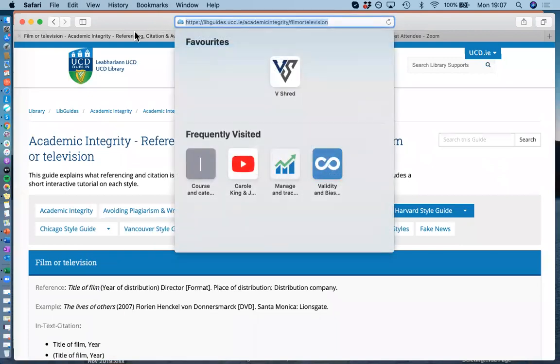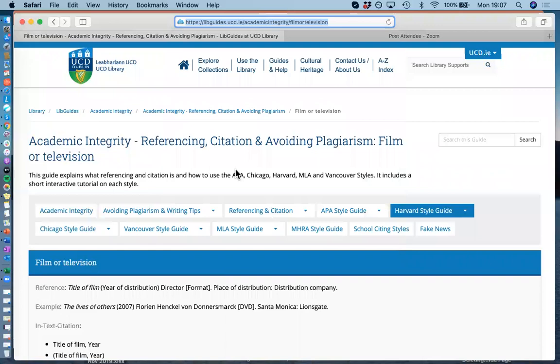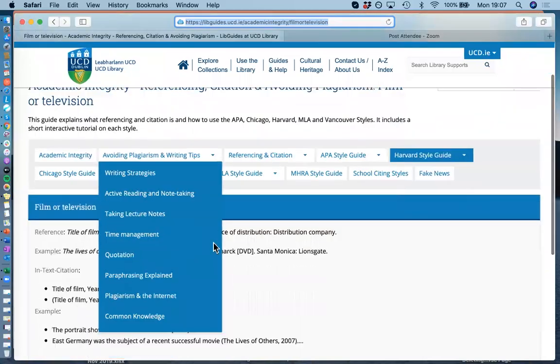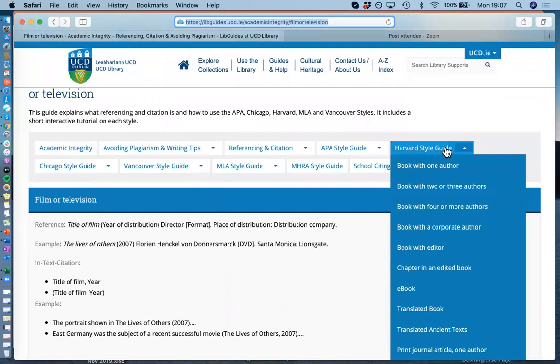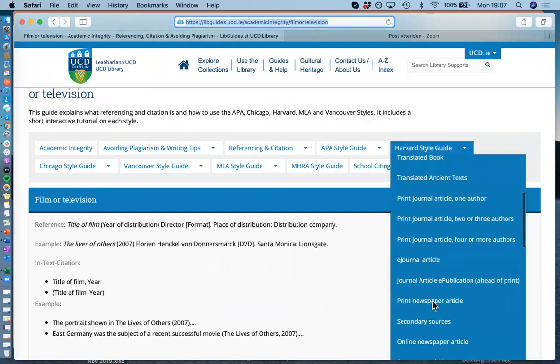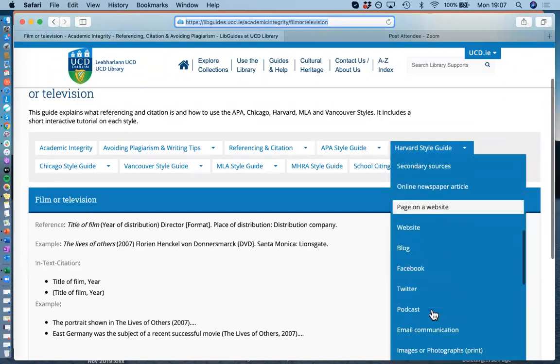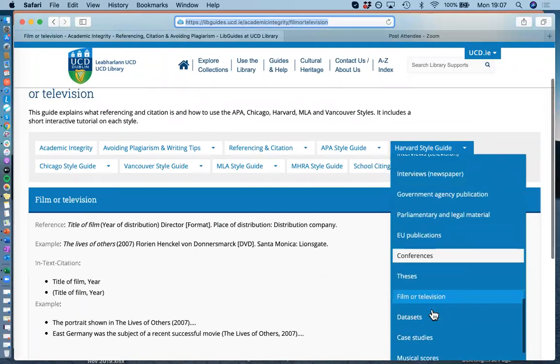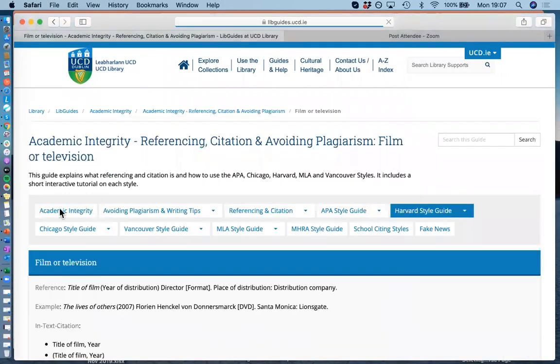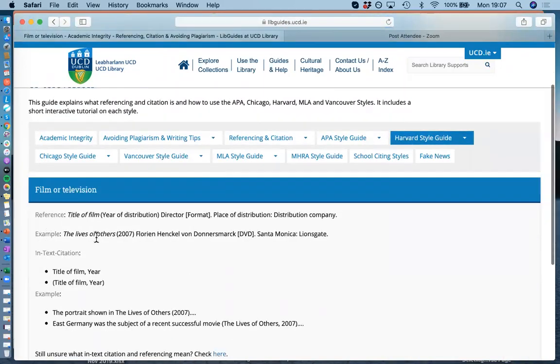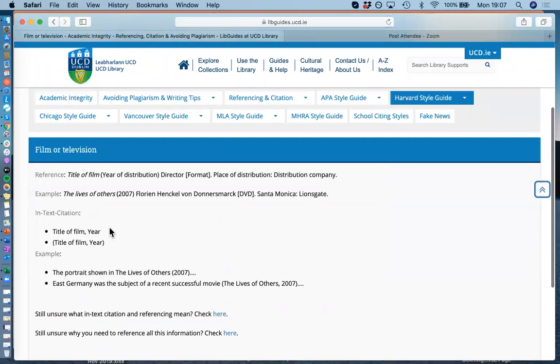It's the UCD referencing resource section of their website. In here you'll see the Harvard style guideline. If you scroll down, keep scrolling, film and television. You click on this, and that comes up. Again, they give really clear guidelines here on how to do that.